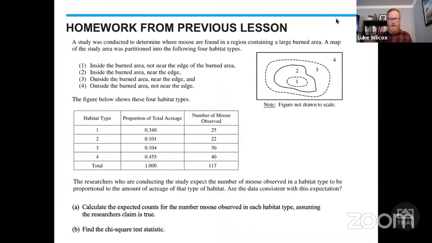Okay, so we are gonna actually go back to the homework problem from yesterday. So I posed this to you right at the end of the lesson, and let's just dig in and see how you did on this one. So I'm gonna start off by reading the question here.